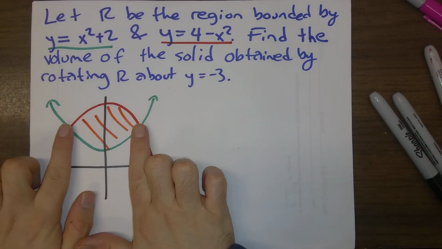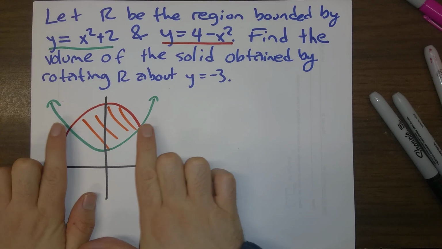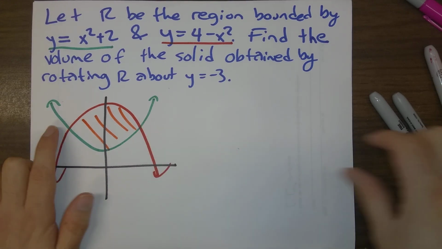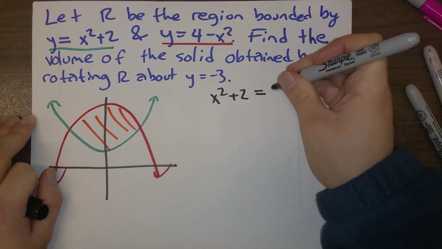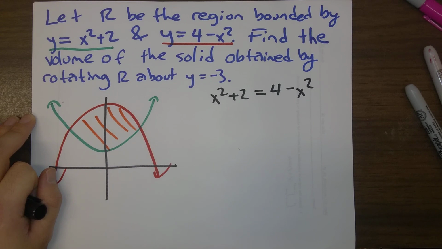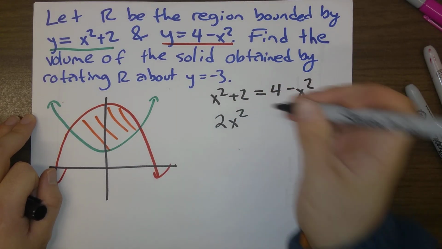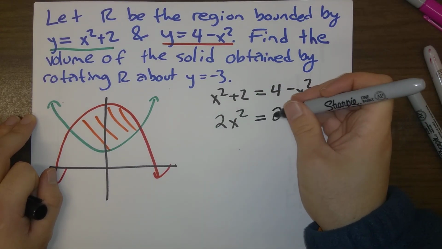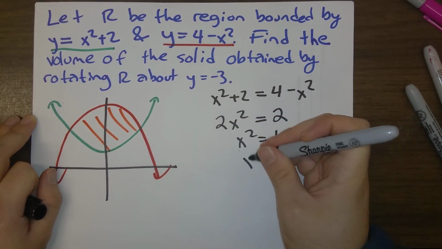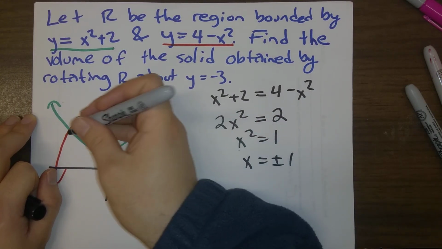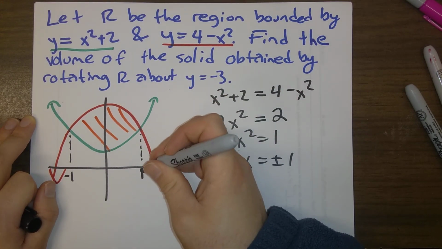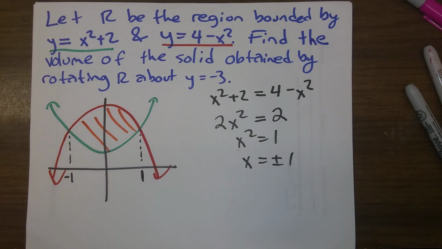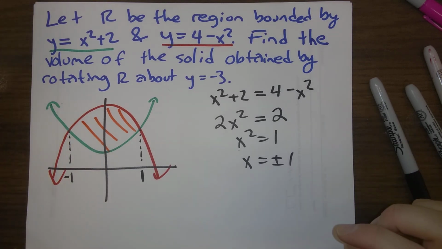Now, we really care about what are these x values here. In order to find those, we need to set x squared plus 2 equal to 4 minus x squared. Solving this for x gives us 2x squared is equal to 4 minus 2, which is 2. X squared is 1. X is plus or minus 1. So this x value here is minus 1, this x value here is plus 1. Those are the two x values that we're going to integrate between.